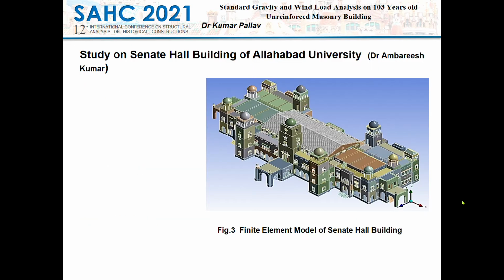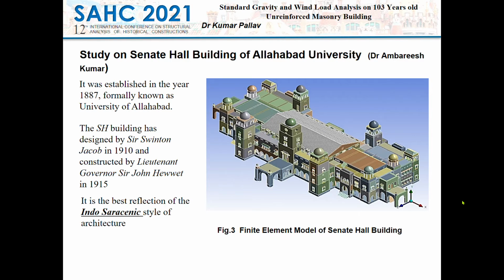If you see this, this is a finite element model of Senate Hall, and this is a very nice example of Indo-Saracenic style architecture. It was established in 1887 and was designed by Sir Swinton Jacob in 1910, and the construction was carried out by Lieutenant Governor Sir John Hewett in 1915. This was an effort by the British to integrate British and Indian ambitions in the year 1858, soon after the first Indian revolt.